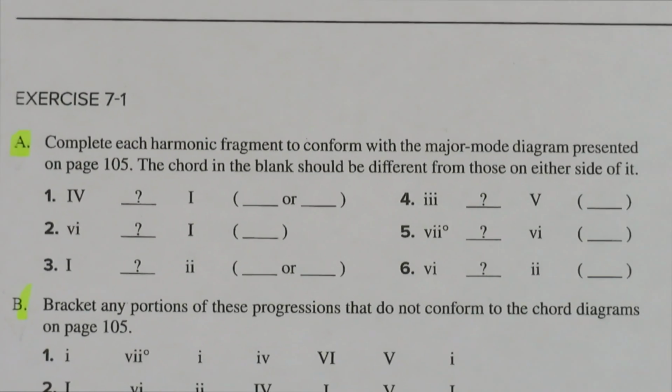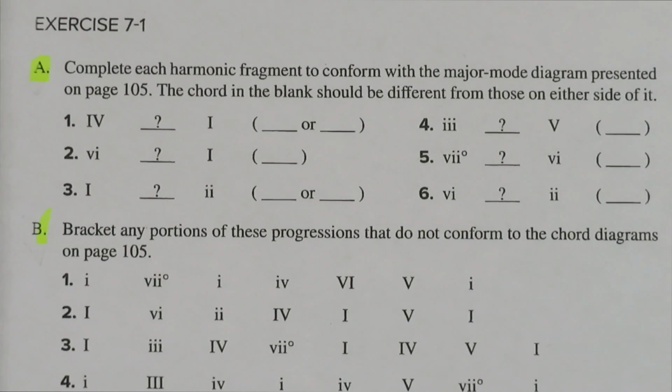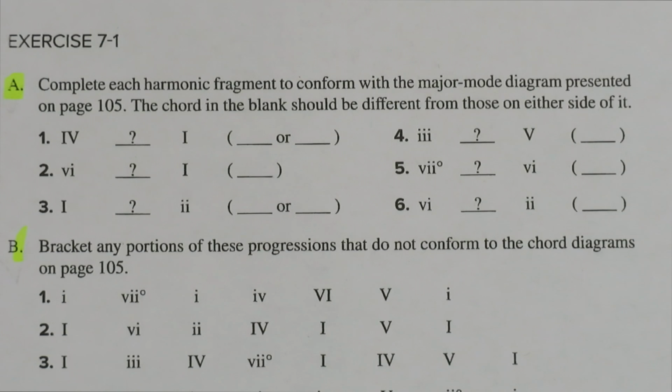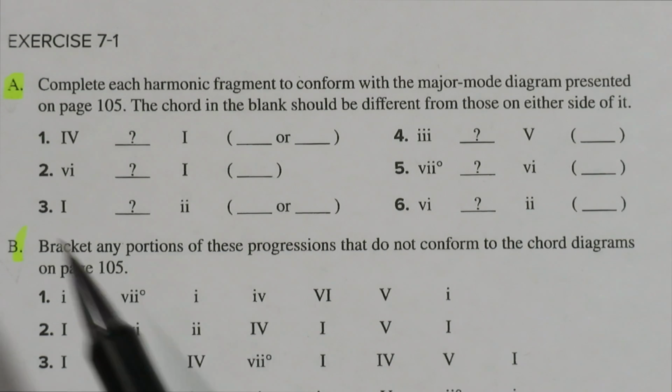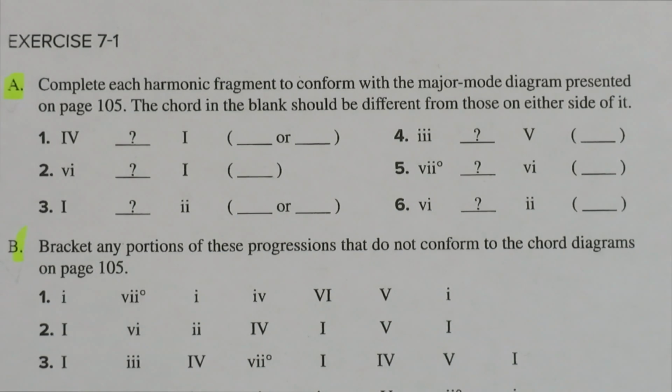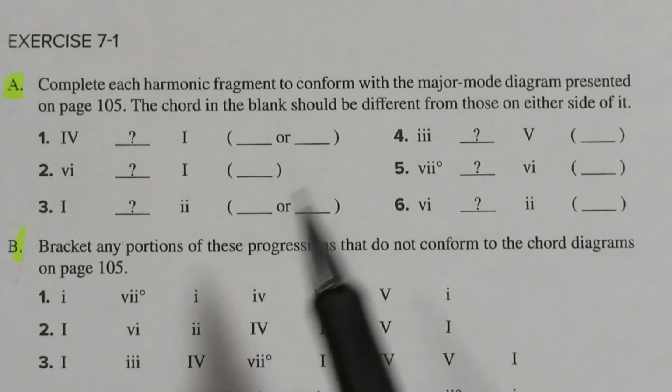On exercise 7-1, we are to complete each harmonic fragment to conform with the major mode diagram presented on page 105. The chord in the blank should be different from those on either side of it.